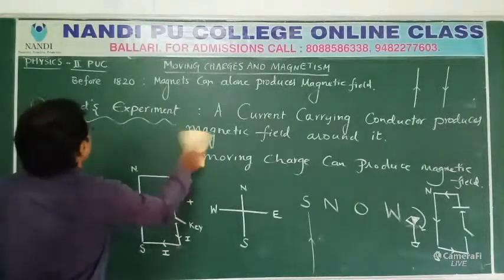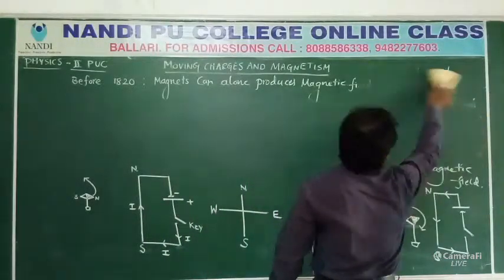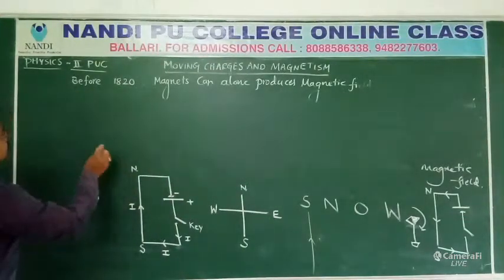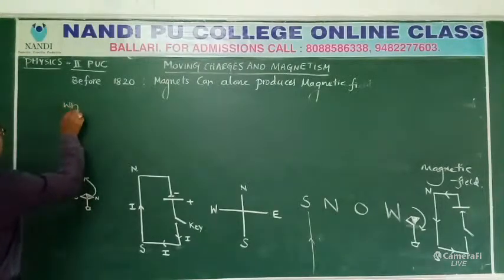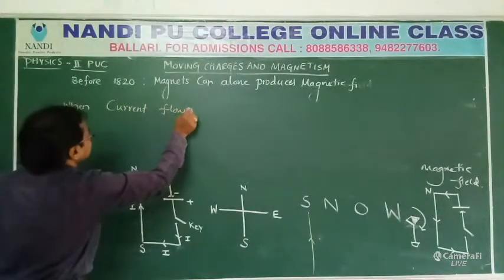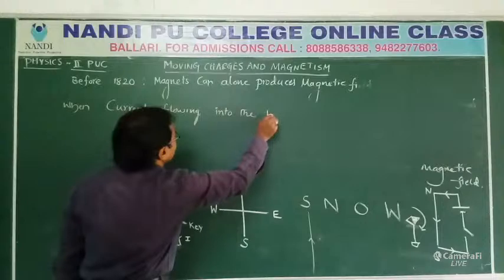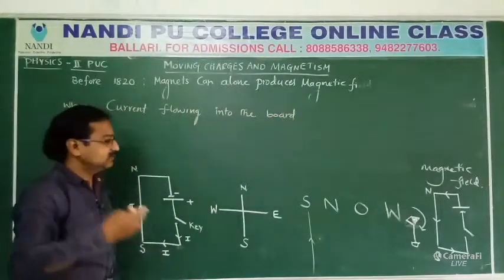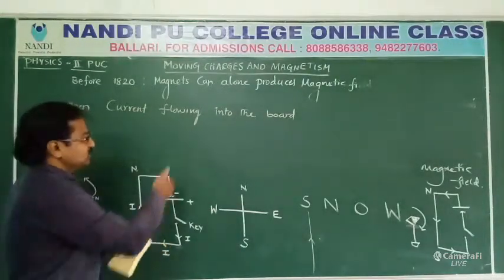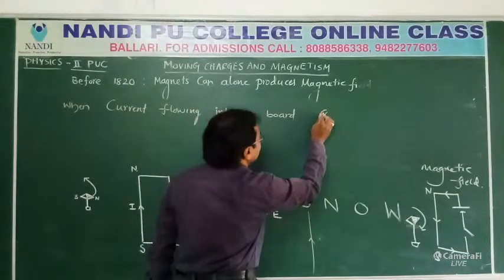Concentric circles. Now I will draw one more diagram here. See here, children. When current is flowing into the board, into the board means like this. Okay, children? Into the board. You have to use the cross symbol.